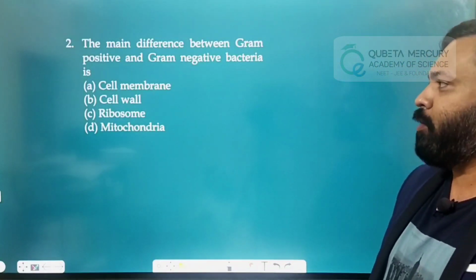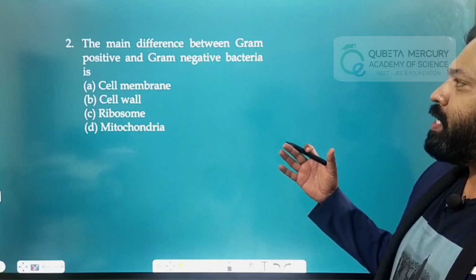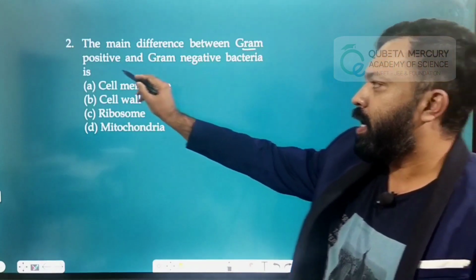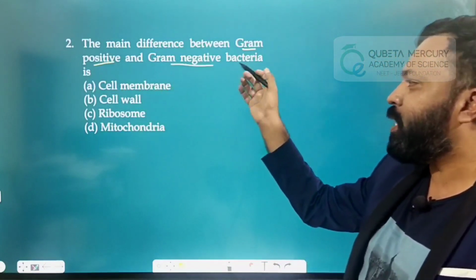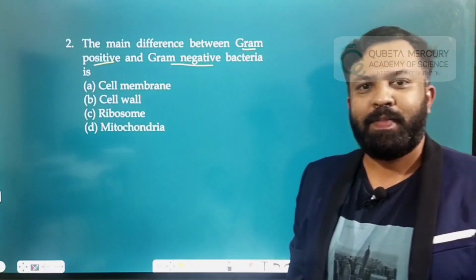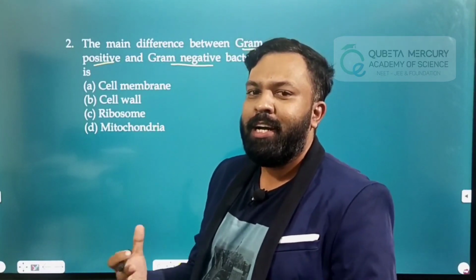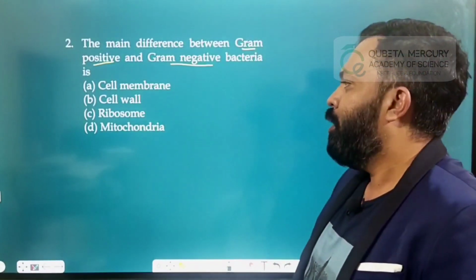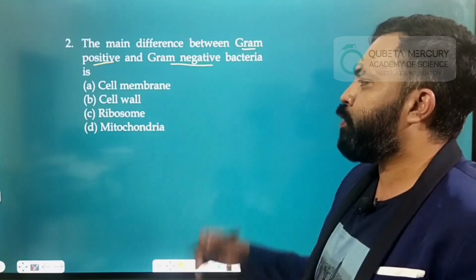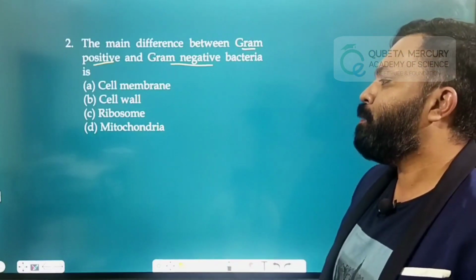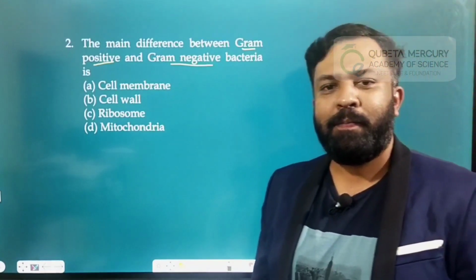Listen to the question carefully. The main difference between gram-positive and gram-negative bacteria: gram-positive and gram-negative bacteria differ in which feature? Options are: cell membrane, cell wall, ribosome, and mitochondria.